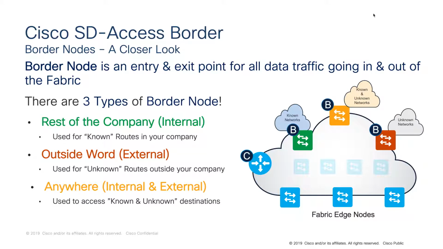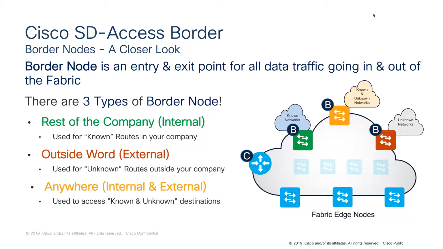Fabric border node contains the settings, protocols, and tables to provide internal and external routing between the fabric overlay and outside networks. The border node is the exit and entry point to the fabric, and also the point of all external connectivity.